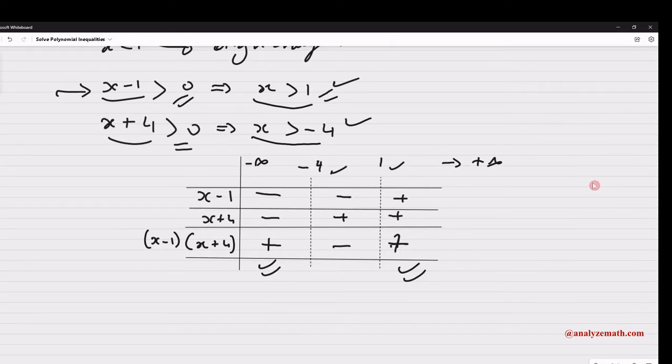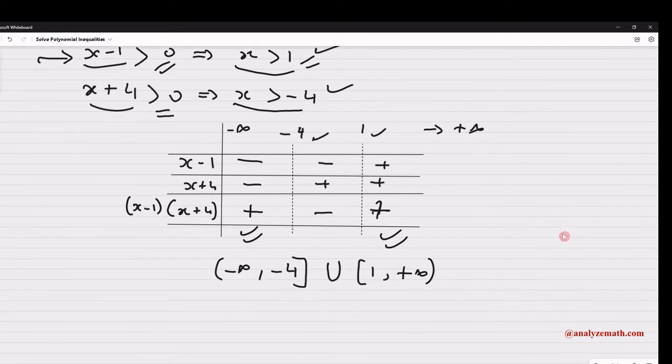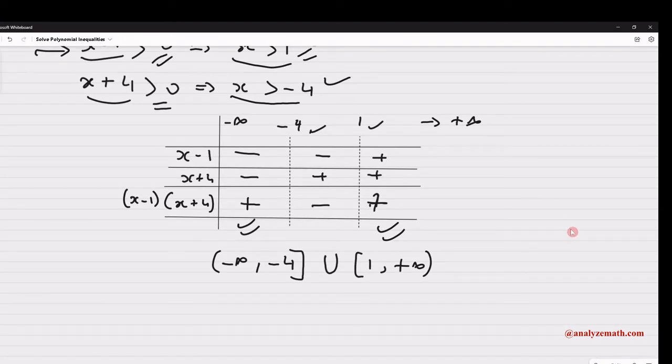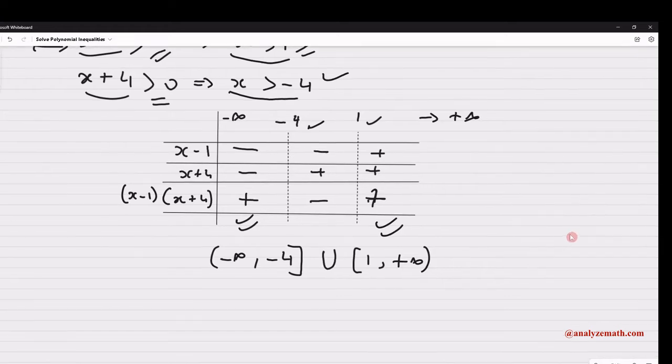So let's write the solution. Different ways to write the solution. Let's write it using the inequalities. So x from minus infinity to minus 4, and then we close, and then this one here from 1 to plus infinity, and then we put union. Any value in these two intervals is going to be a solution.